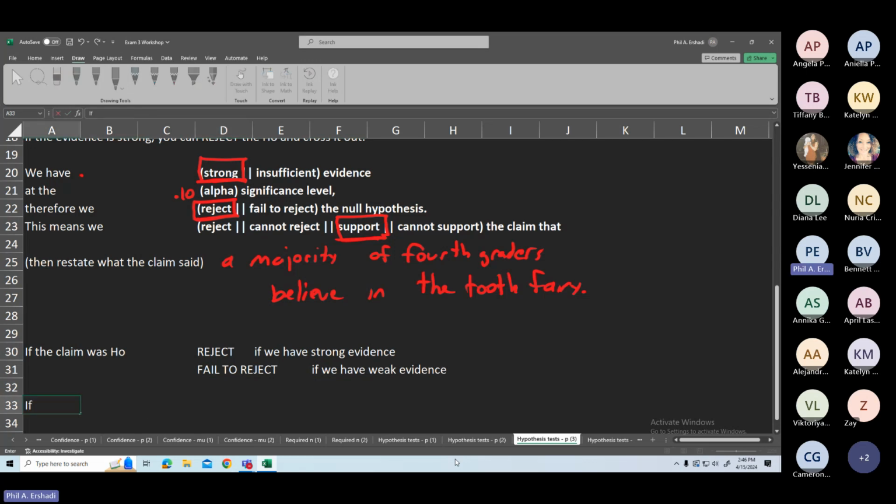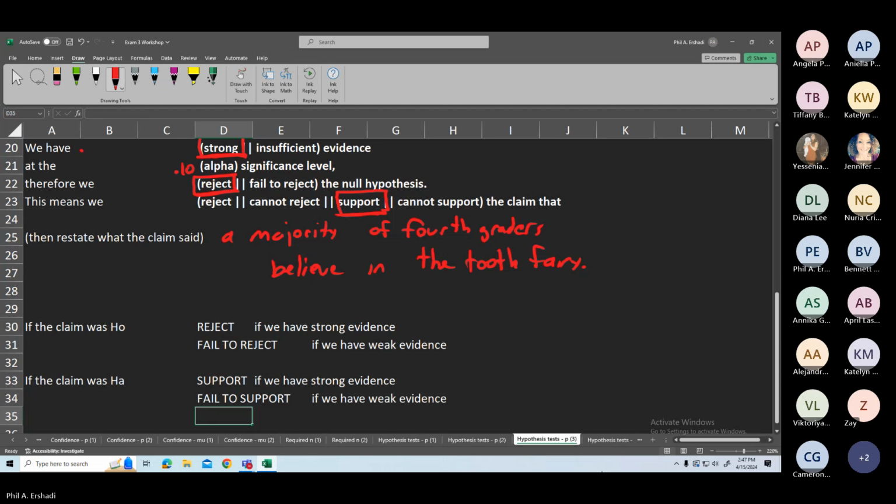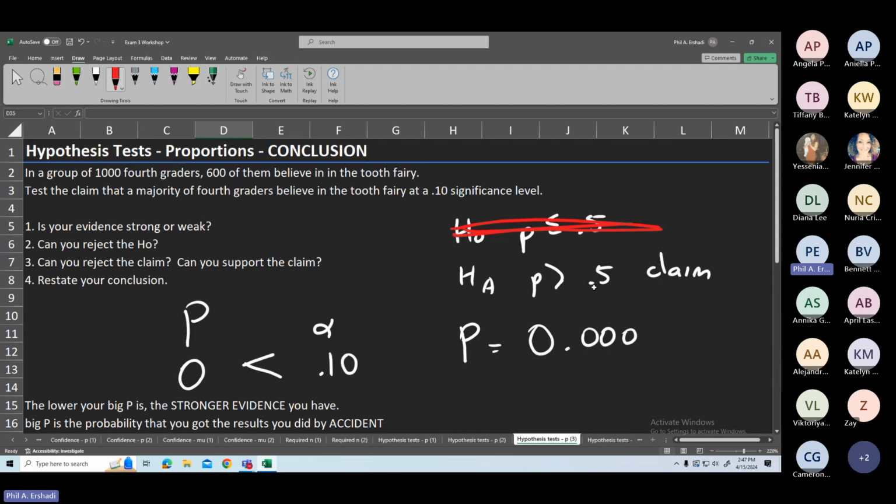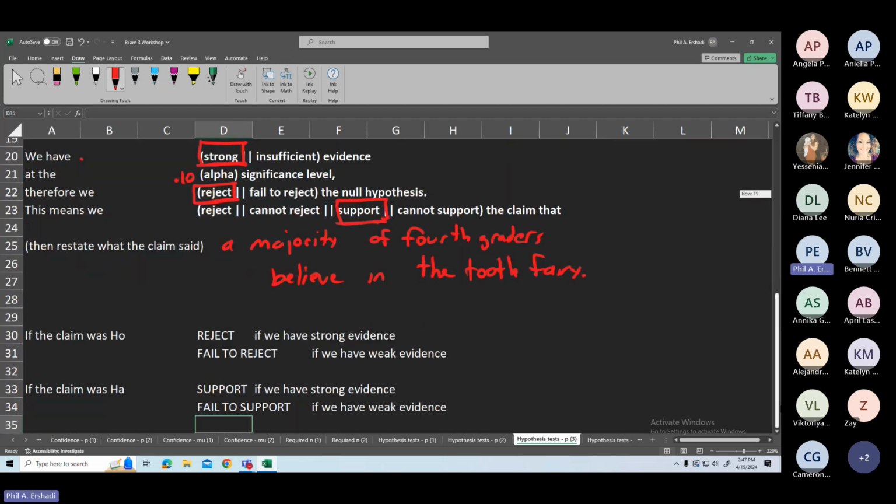But if the claim was alternate, we support if we have strong evidence, and then we fail to support if we have weak evidence. So it can help to go back and look and just remember, was the claim null or was the claim alternate? Since our claim was alternate, we would say support if we have strong evidence, which we did, or fail to support if we had weak evidence.